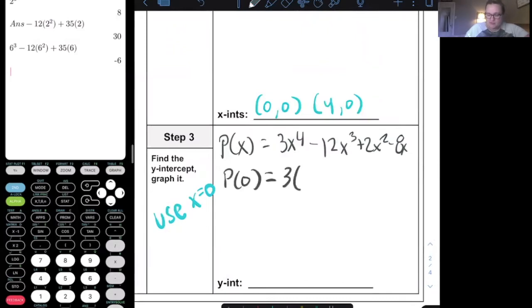So p of 0 is 3 times 0 to the 4th minus 12 times 0 cubed plus 2 times 0 squared minus 8 times 0.